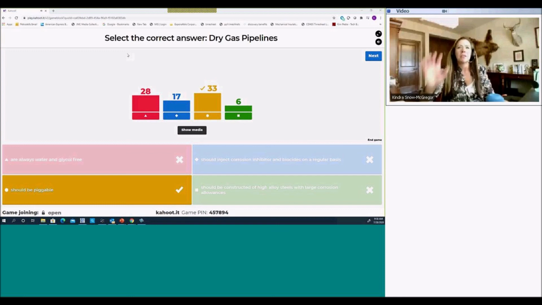All right, so here, the question was, select the correct answer. Dry gas pipelines should be piggable. That's the most cost-effective way to ensure that I can manage any corrosion in my system so that I can run a pig down the line and ensure that I'm sweeping out any type of fluids that could have built up. As far as constructing high alloy steels, we can't afford that.